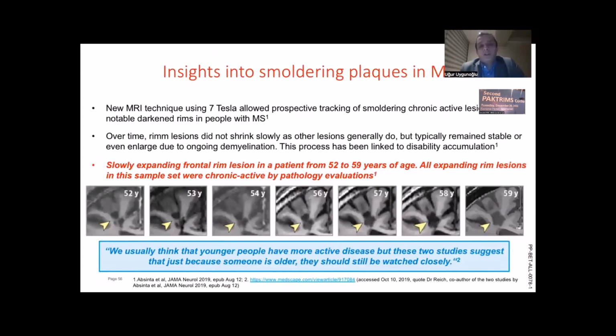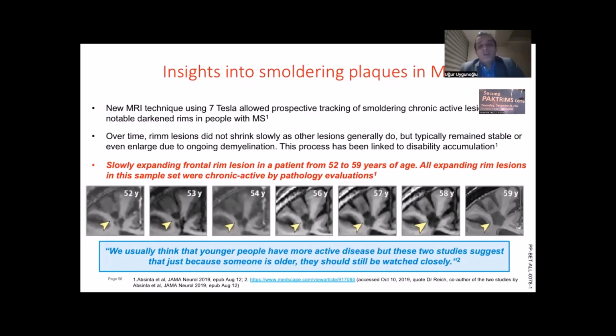What are the predictive factors of MRI? We should focus on the smoldering plaques in multiple sclerosis to better understand the MRI activity in MS patients. A new MRI technique using 7 Tesla allows prospective tracking of smoldering chronic active lesions with notable darkened rims in people with MS. Over time, rim lesions did not shrink slowly as other lesions generally do, but typically remained stable or even enlarged due to ongoing demyelination. This process has been linked to disability accumulation.